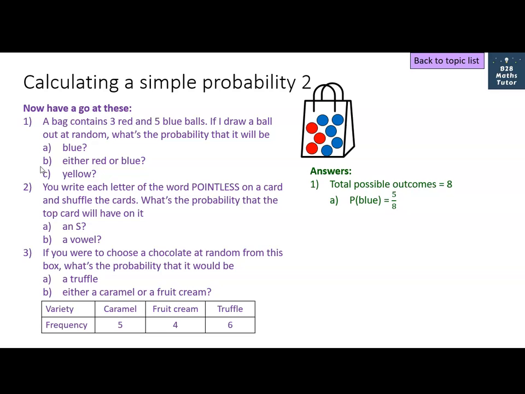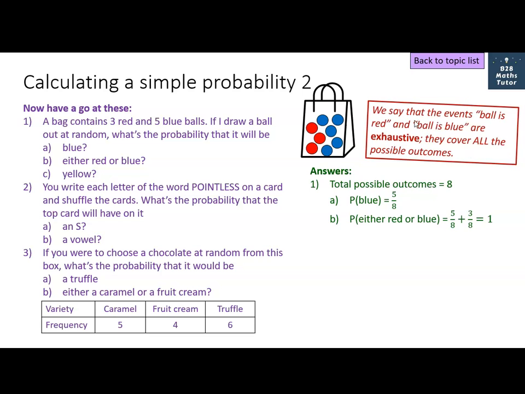For B, the probability of getting either a red ball or a blue ball, well, for the blue it's 5/8, for the red it's 3/8, which of course adds up to 8/8, which is the same as 1. That means certain. Well, of course it's certain, because all the balls are either red or blue. There are no other options. So we say that the events ball is red and ball is blue are exhaustive. They cover all the possible outcomes between them.